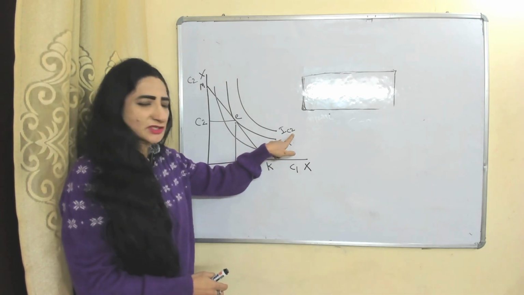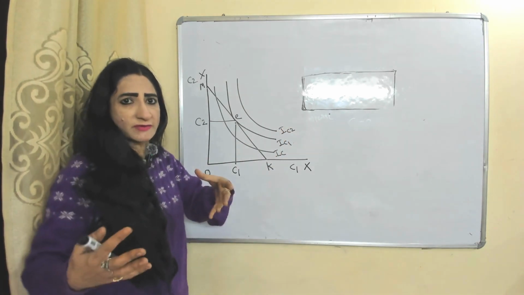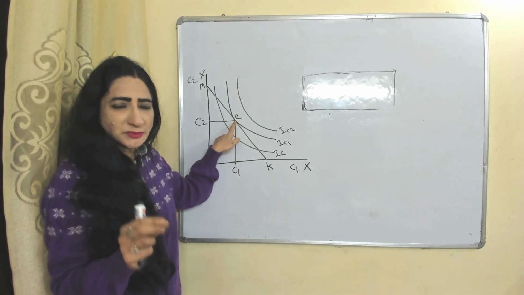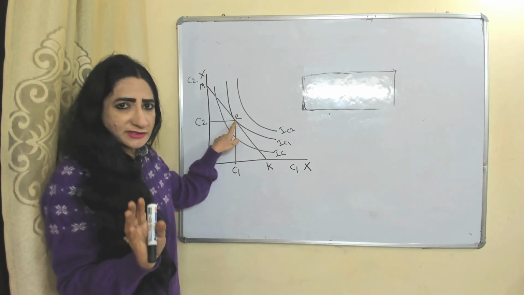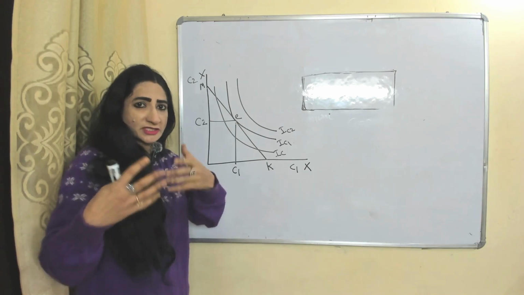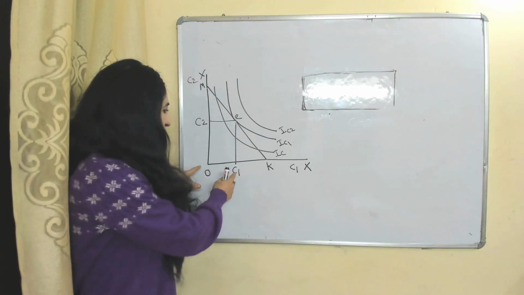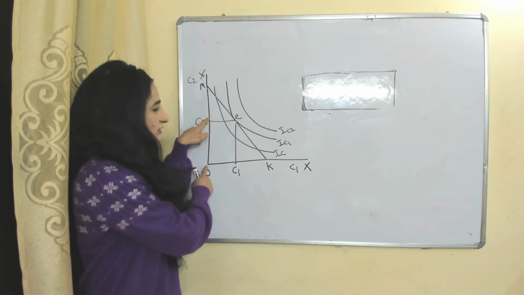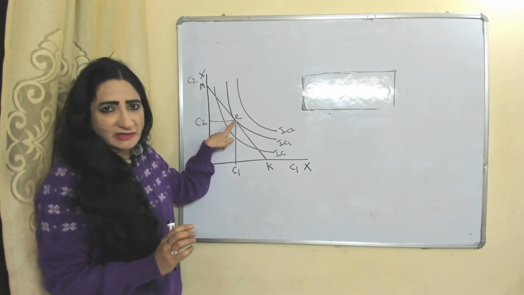IC, IC1, IC2 are indifference curves which show our satisfaction. E is the consumer equilibrium point because at this point the budget line touches the indifference curve. In order to achieve maximum satisfaction, the consumer should consume OC1 in period 1 and OC2 in period 2, because this E point shows consumer equilibrium.